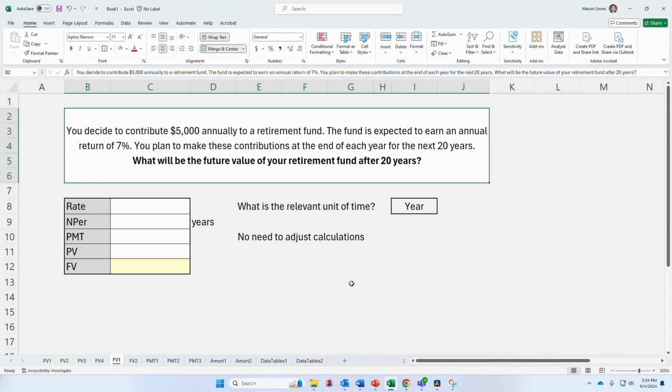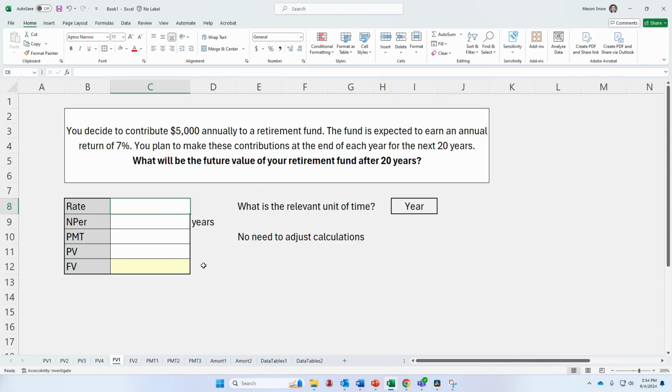Let's see how quickly we can zip through this. We got an annual rate of 7%. Number of periods, well, we're going to deal with 20 years. Let's check our unit of time. We are making these contributions at the annual level. So we can leave our rate as an annual rate of 7% and leave our number of periods in terms of years. The payment is going to be these $5,000 contributions each year. There's no present value here. We're starting from scratch. So it's a 0.